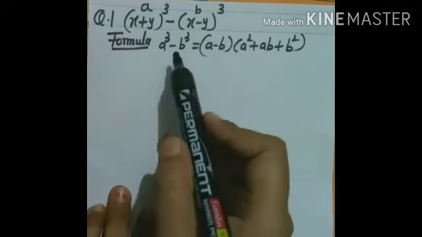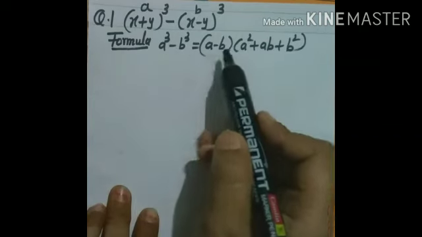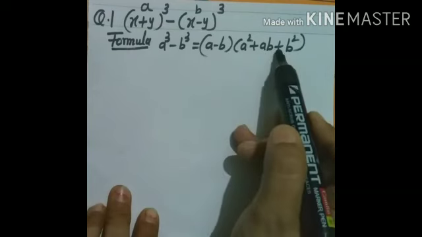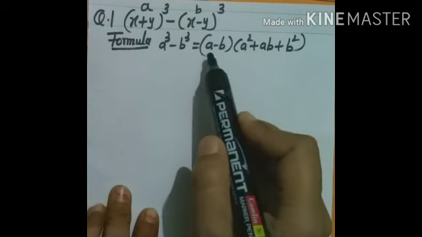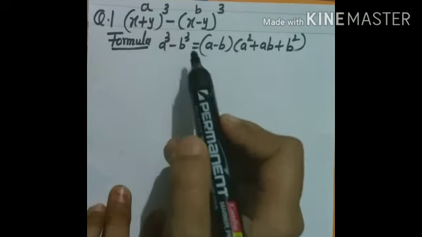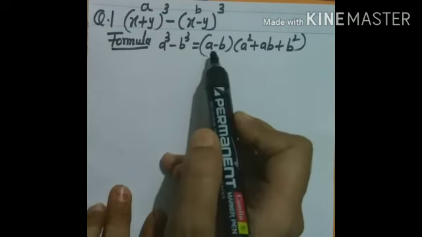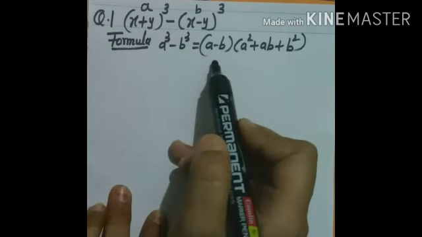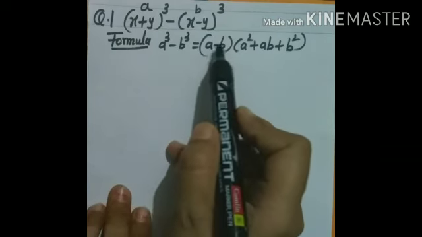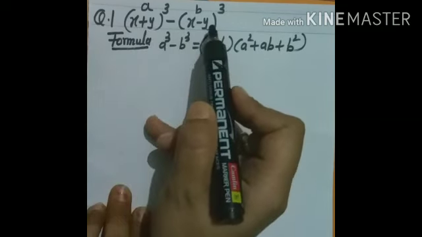So here which formula will we use, children? A cube minus B cube equal to A minus B, A square plus AB plus B square. Here children, we use this formula to simplify this expression. Here in the simplification, the formula is not necessary, children. If you want, you can write it. Otherwise, the formula is not required to simplify. Okay children, the first step is what, children? A minus B. So x plus y minus x minus y.